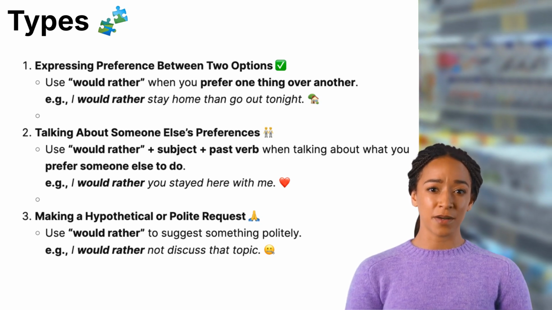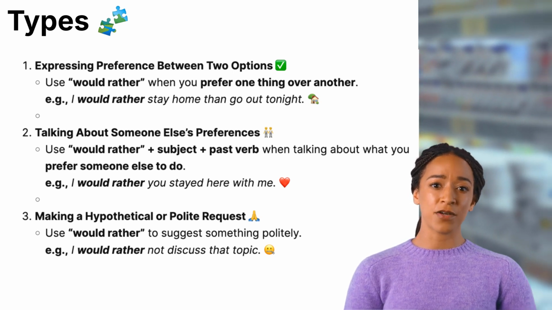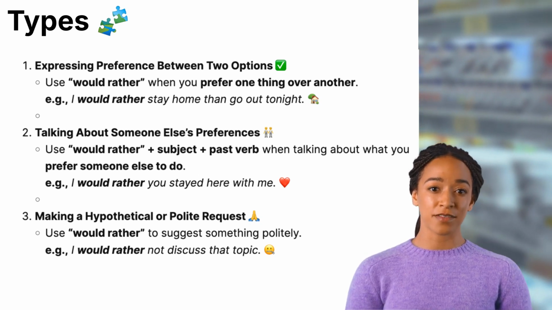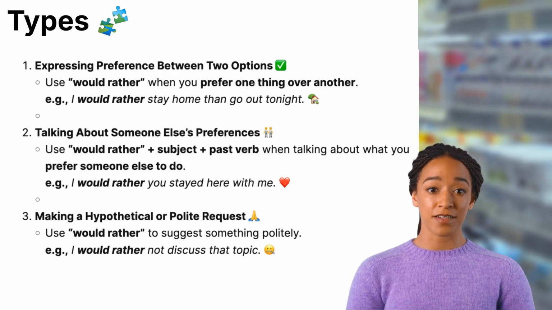Use would rather plus subject plus past verb when talking about what you prefer someone else to do. Even though the verb is in the past, the meaning is about the present or future. Example, I would rather you stayed here with me. This means I prefer that you stay, but the choice is up to you.